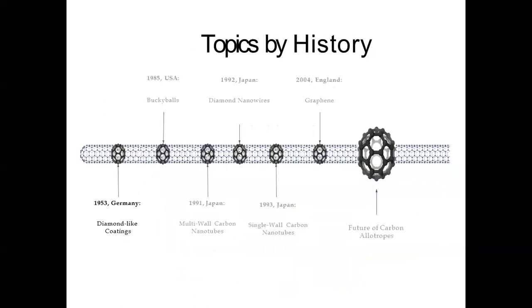So what we're going to do is we're going to take a look at the different common carbon allotropes throughout history. So we're going to start here on the left, and we're going to look at diamond-like coatings. We're going to review details in there, and then we're going to move on to buckyballs, then to multi-wall carbon tubes, etc. So we're going to move to the right in here historically. So that's how I divided up the topics.